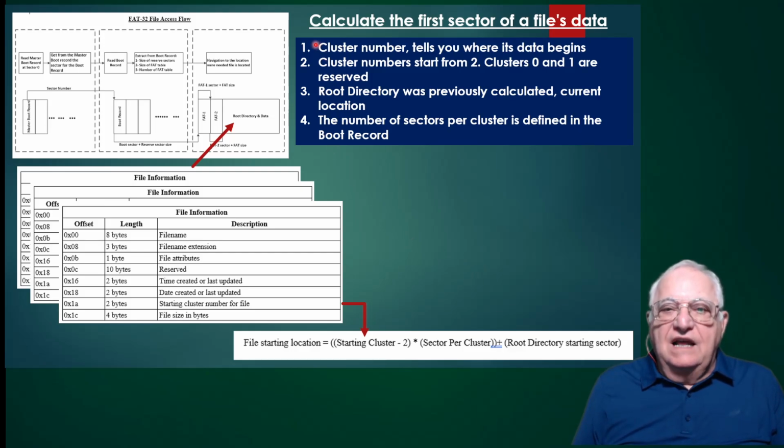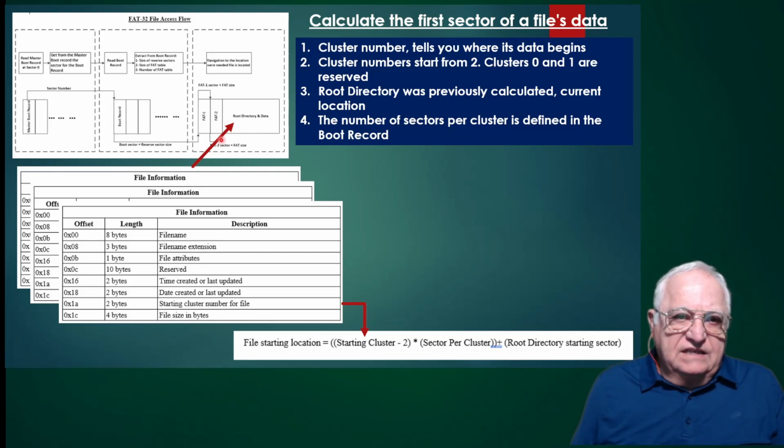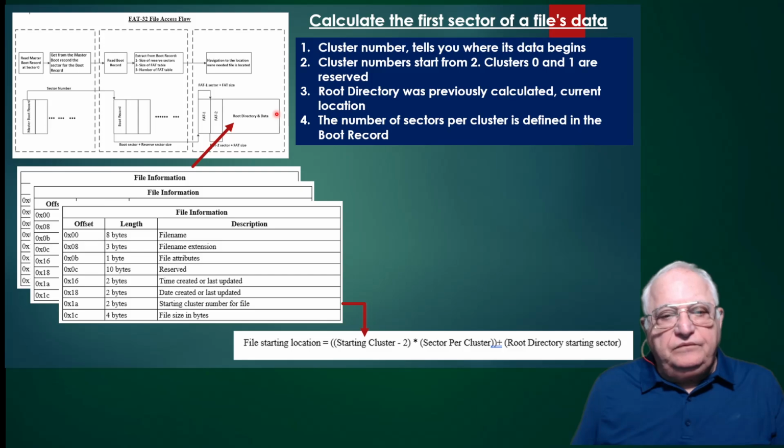So the definition of cluster number is going to tell you where your data starts. So somewhere around here is my data, and the cluster number is going to tell me where it starts. Now, inside this root directory, I'm going to have two things. One is going to be the file information tables, and my actual file.